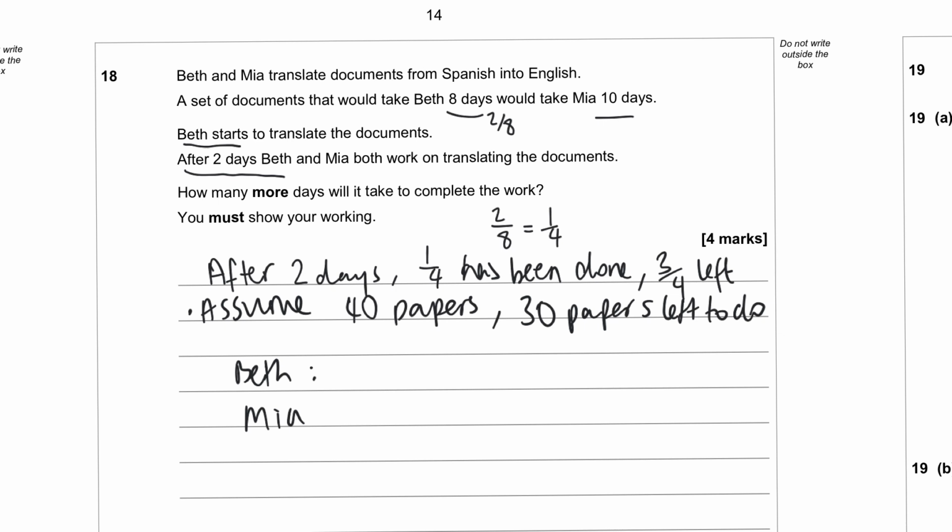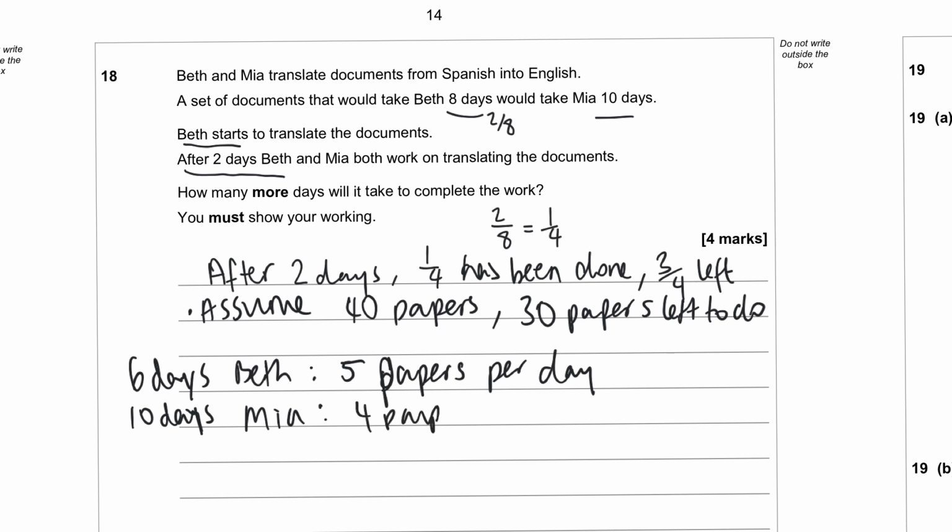So Beth has 6 days left, and Maya still has her 10 days remaining after the 2 days. If Beth has 6 days left and has to get 30 papers done, she's going at a rate of 5 papers per day. Yeah, we can agree on that. Maya hasn't started yet though, and if there's a total of 40 papers and she's got 10 days, Maya's going to be doing about 4 papers per day.